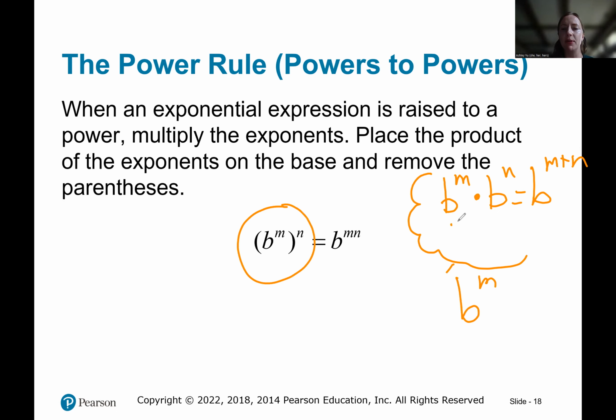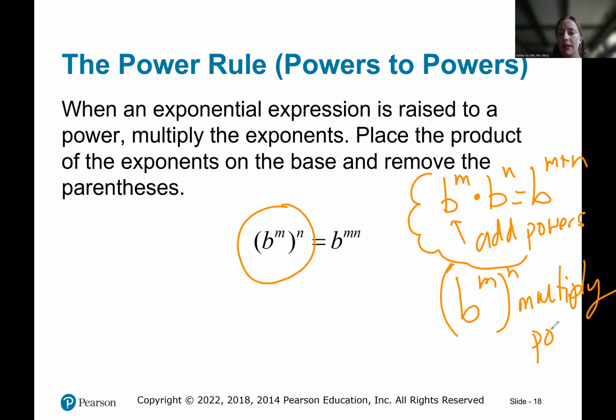B to the m, that part looks the same, but it's not multiplied by b to the n. It's just that to another power. In this case, you multiply the powers. So it's very subtle, the difference: here you add the powers when you have two separate bases, b^m times b^n. But when you just have one base with two powers, you multiply their exponents. So very, very subtle difference, but it's important.